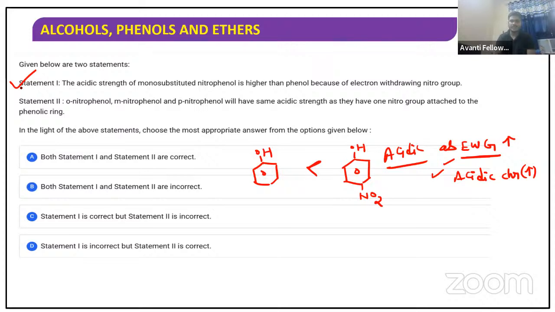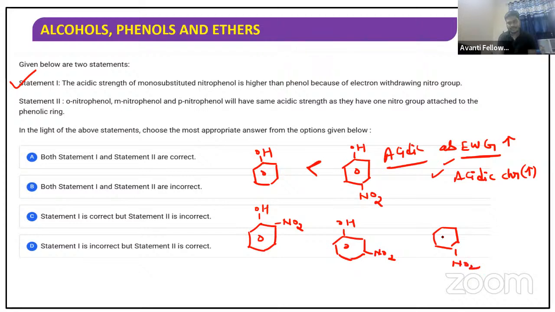Look at statement two. Let me draw the orthonitrophenol. So this is OH. This is orthonitrophenol, and metanitrophenol, and we have paranitrophenol, with NO2 here. Statement two says they will have the same acidic strength as they have one nitro group attached to the phenolic ring. So will their acidic strength be the same?